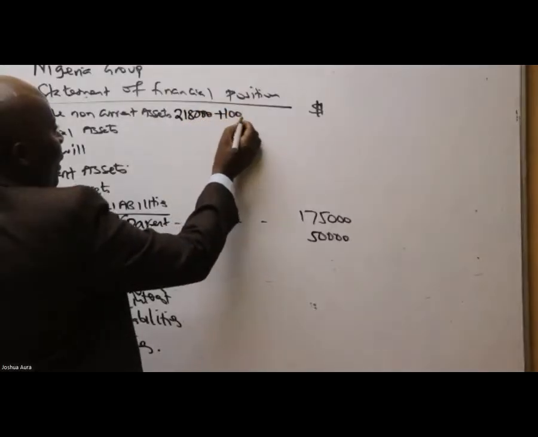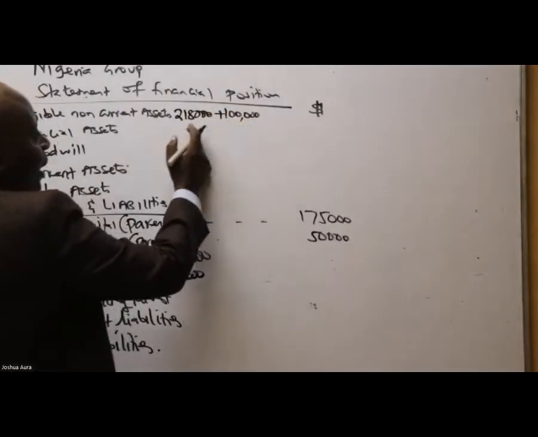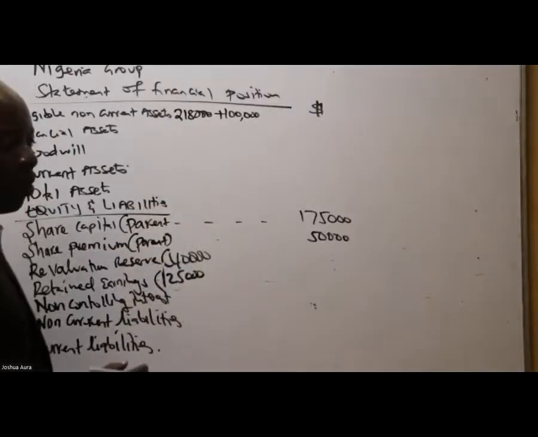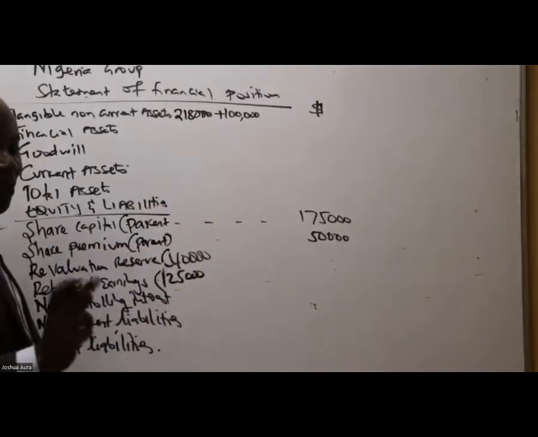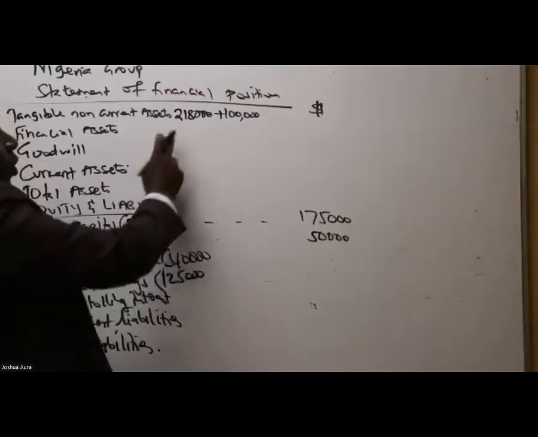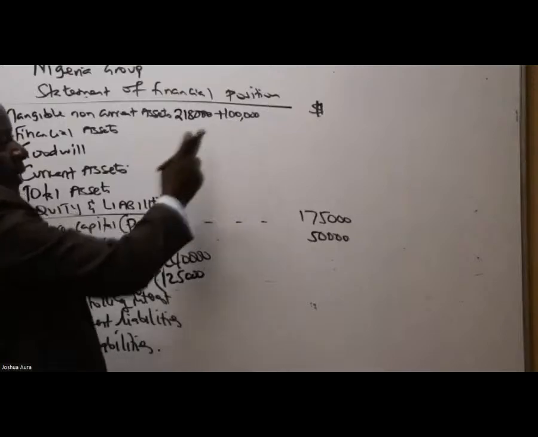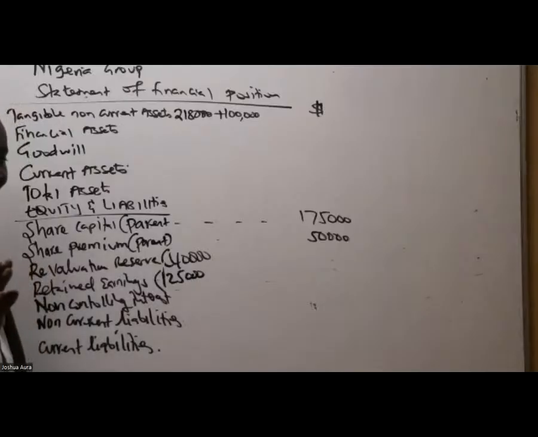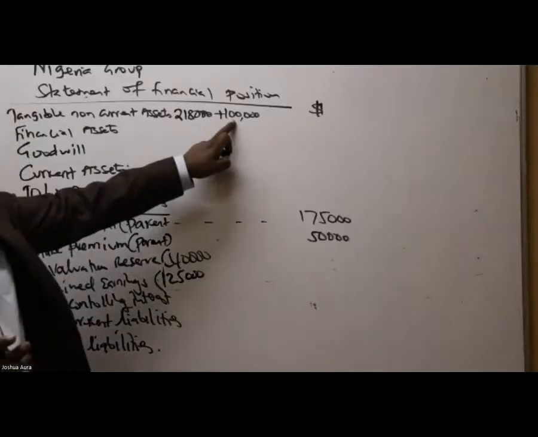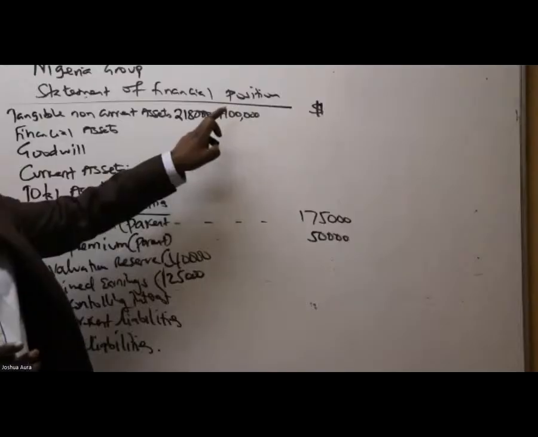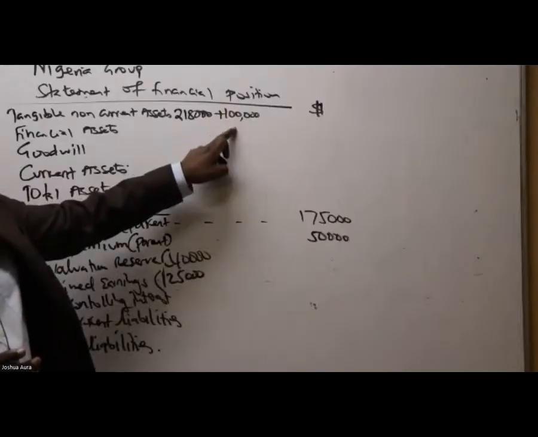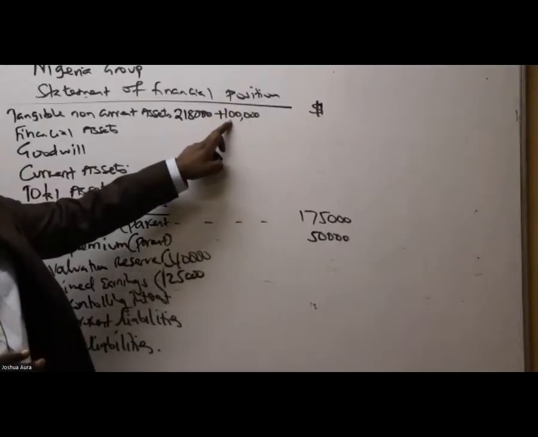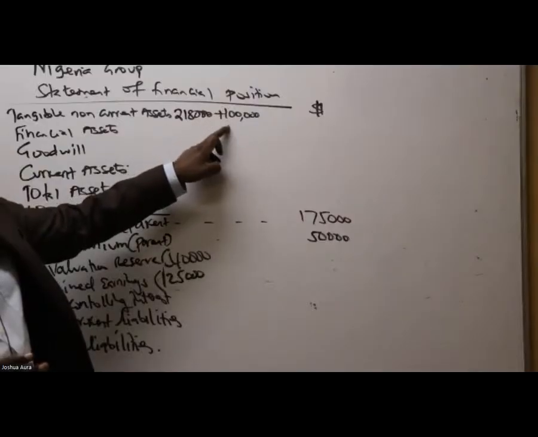plus 100,000. But now remember that these currencies are not compatible. You can't do that. Remember, these are dollars and these are DNs. They're not compatible, meaning that I have to translate this 100,000. We always translate the figures of the subsidiary.